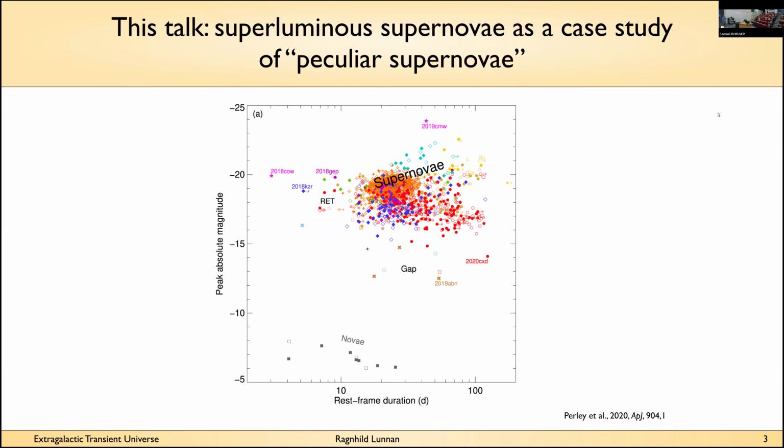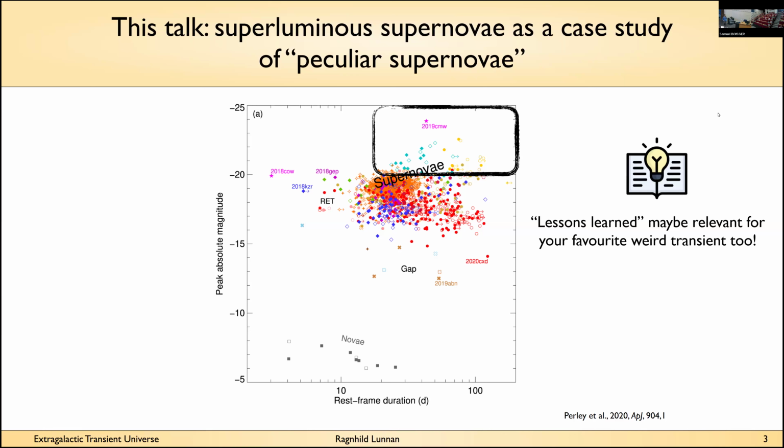But for the purposes of this talk, what I'm going to focus on are the things up in this top right corner. So we'll hear more about faint supernovae. We'll hear about luminous FBOTs, etc. later. So I'm going to talk about mainly these superluminous supernovae. And my hope is to, inspired a little bit by Igor's talk, actually, to also, where relevant, highlight some lessons learned, I guess, that might also be helpful for your favorite peculiar transient.